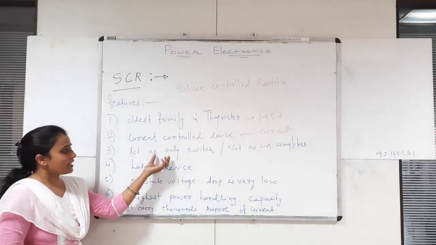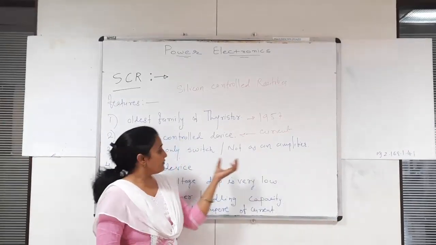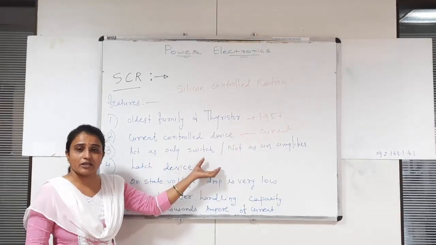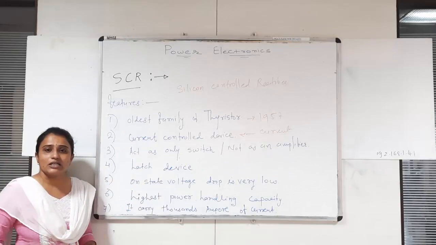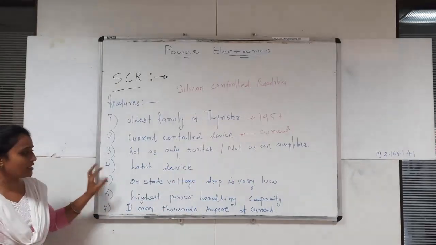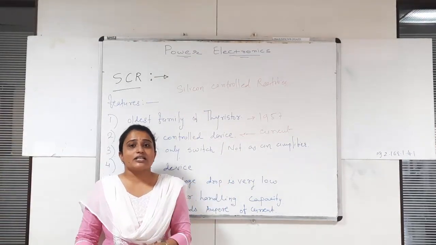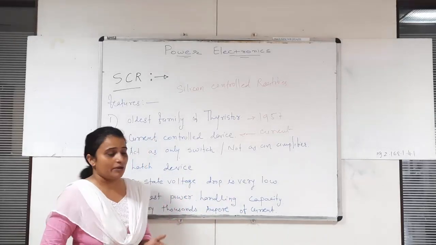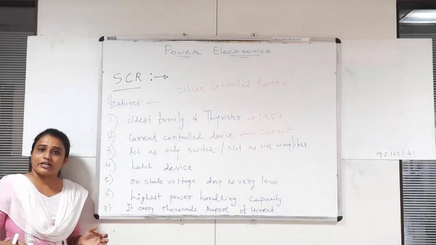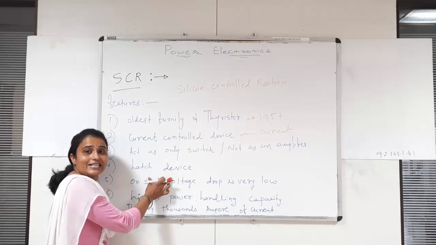Third, it acts only as a switch, but it does not act as an amplifier, because it will operate only in forward bias and it cannot operate in reverse bias. Means it is working only as a switch. It cannot be used as an amplifier. Fourth feature is it's a latch device. Means in some instances this device is in the off state, but after a certain time it will turn on by applying some voltage. So it will convert the state from the off state to the on state. So we can say that it is a latch device.